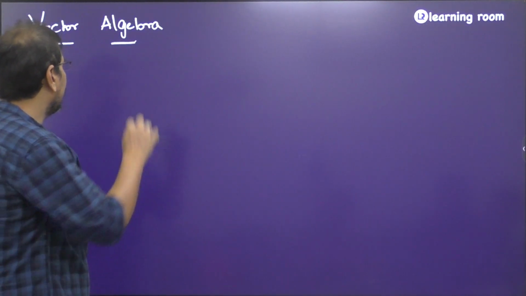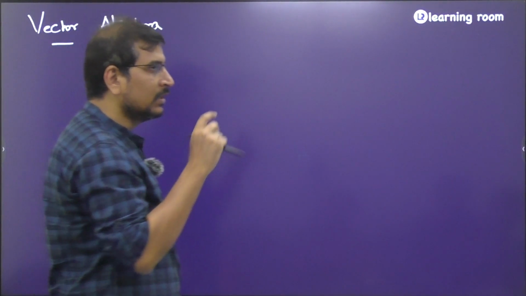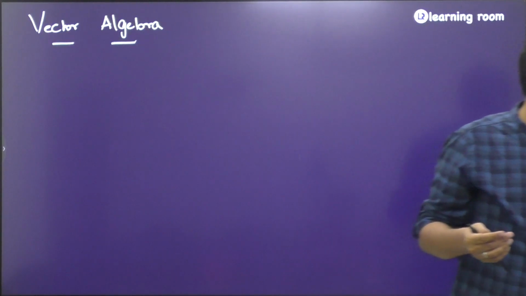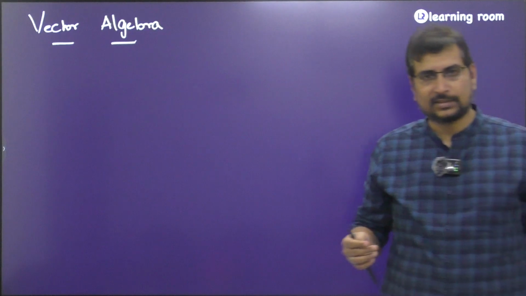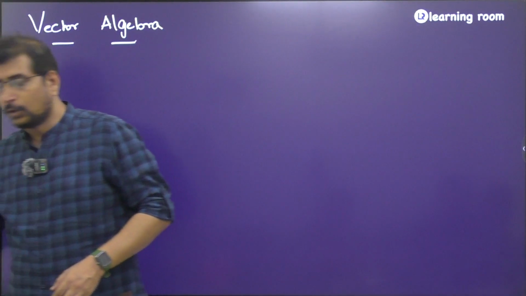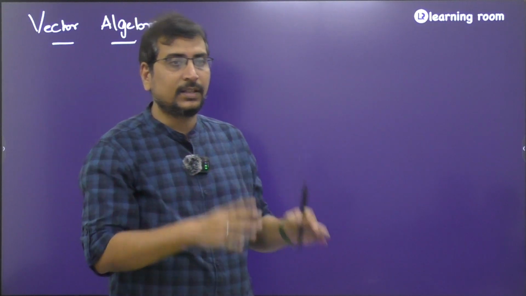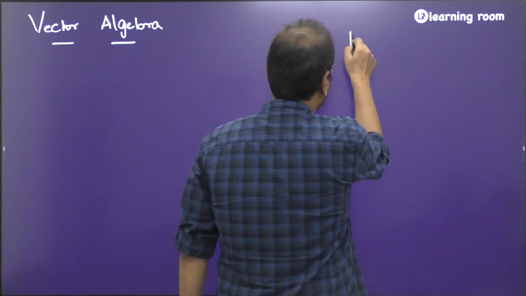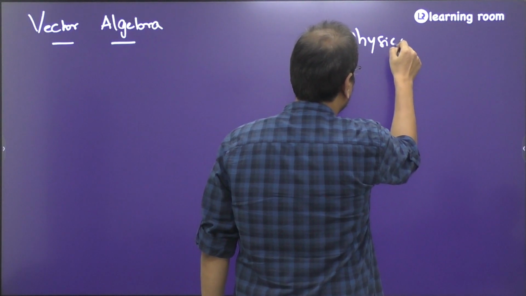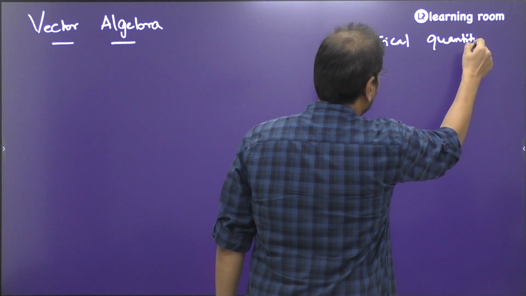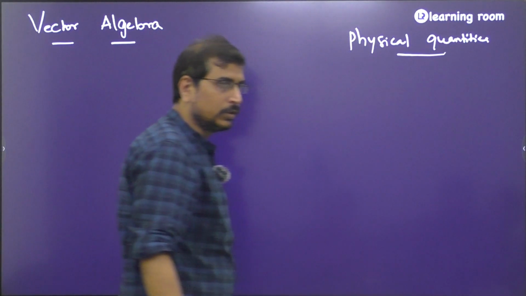So basically, before you understand this vector algebra, see, vector algebra actually falls under the mathematical part, and it is also important for physics. Where we use the concept of vectors is for something called physical quantities. So what do you mean by physical quantities?